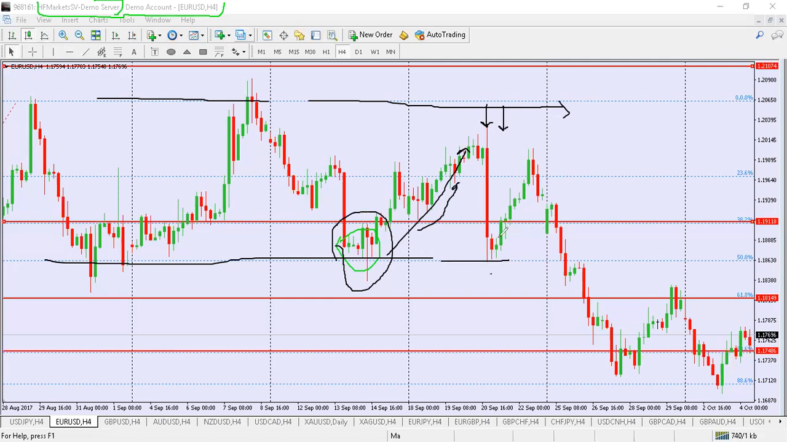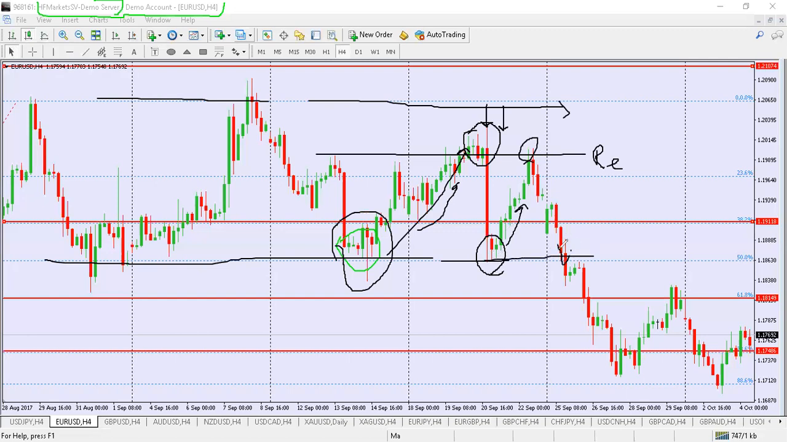Then we had another bounce here. This was another bounce we could have taken. Then since this point occurred here, this point could have been another resistance for you. So you look at taking your profits here. Then we had a break here.